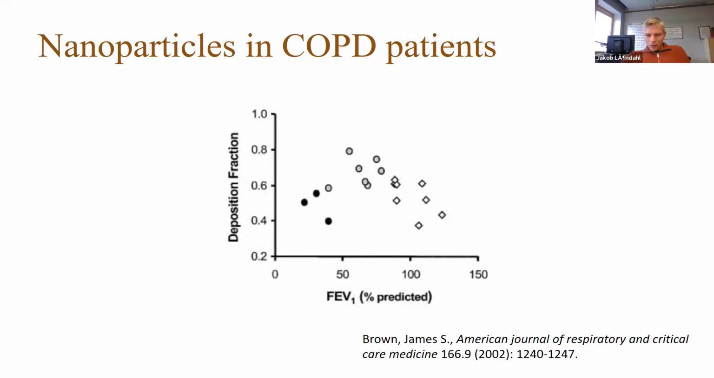Another study by James Brown in the US had 3 patients with emphysema, that's one component of COPD, some with obstructive lung disease, and the healthy group, the white ones. There seem to be differences, especially for the obstructive patients, with a higher deposition when there is a lower forced respiratory volume, where a lower value on this line means more severe disease. But it's really too few patients to draw any conclusions. You can't do much statistics on this.